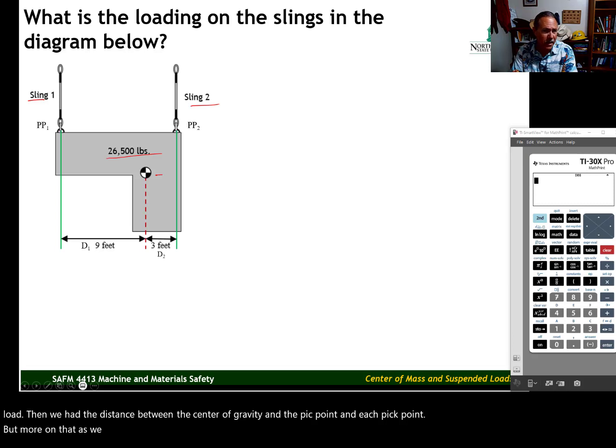But what is the sling loading? How much of the 26,500 pounds is being carried by sling 1? How much of it is being carried by sling 2?